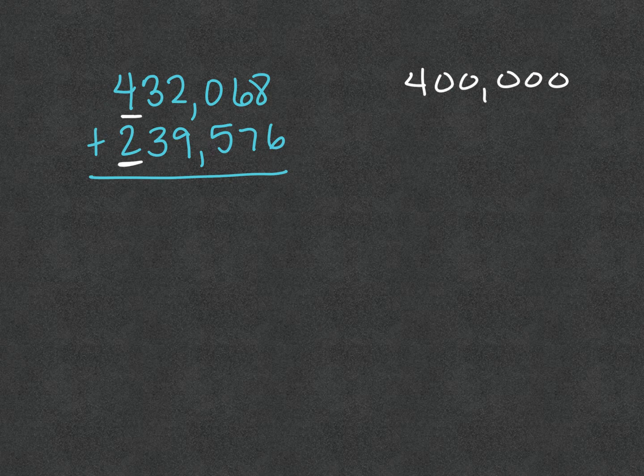Now we're going to round this one to its greatest value. The one next to him is the 3. 3 is a stay number. So he tells the 2, stay the way you are.